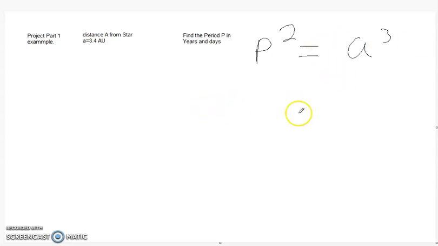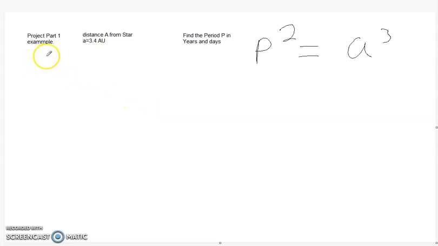All right, this is for the example. This is an example of project part one, which is due on the 20th, which is Friday, of course. All right, so I just wanted to do this.